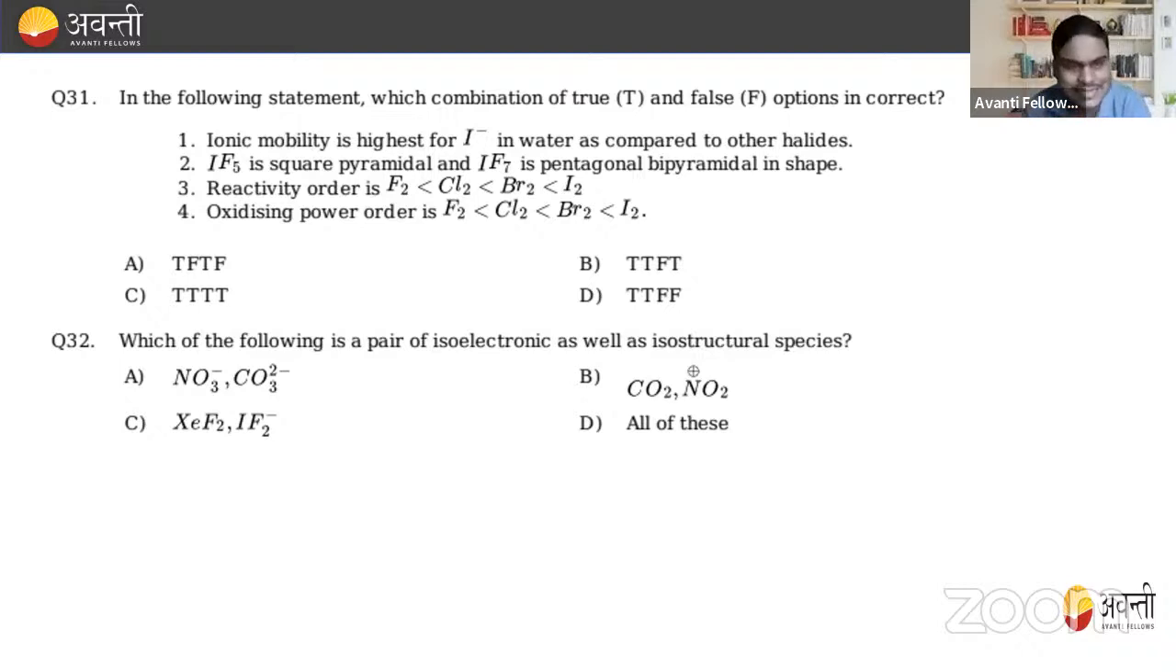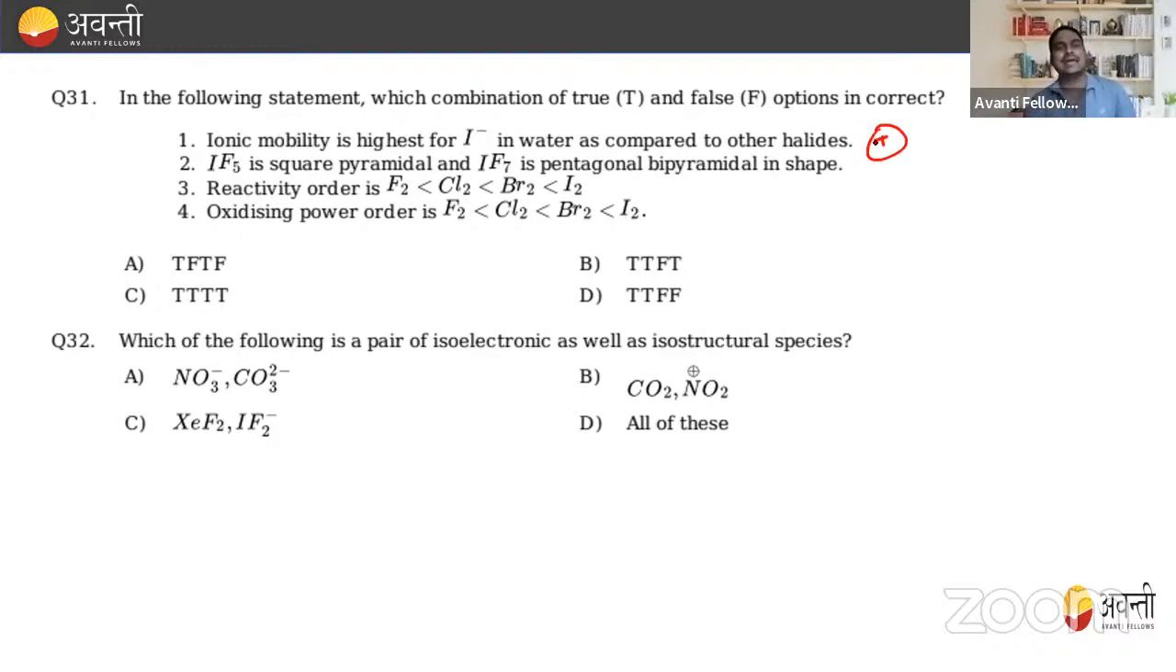So the first one is that the ionic mobility is highest for iodide ion in water as compared to the other halides. This is absolutely correct, right? So this is the absolutely correct statement: the ionic mobility is highest for iodide ion. So this statement is true, right?